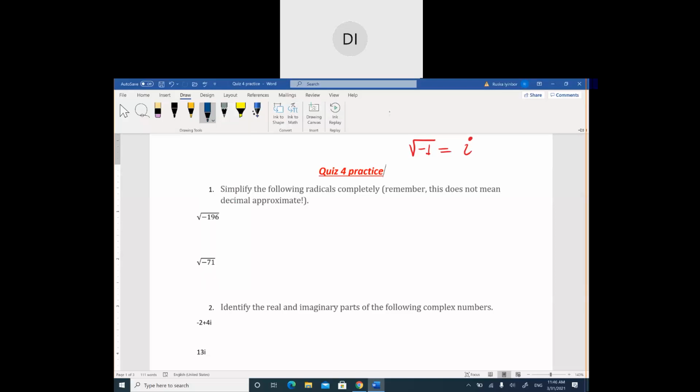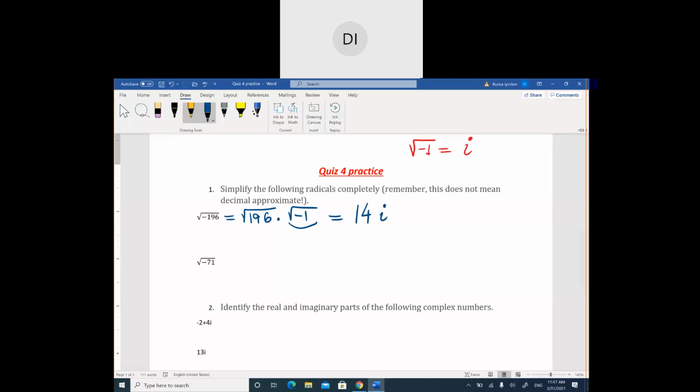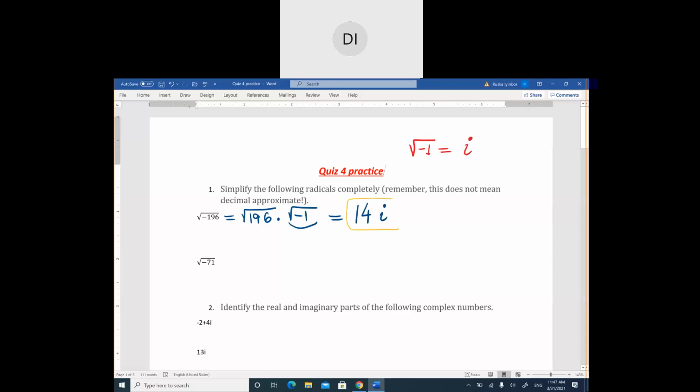The first example is square root of -196. I'm going to rewrite that as square root of 196 times square root of -1. And then the square root of -1 is going to be I. I'm going to take the square root of 196. It's a perfect square, 14 times 14, so it's going to be 14I. That's all you're doing. You're just replacing the square root of negative with the imaginary number.